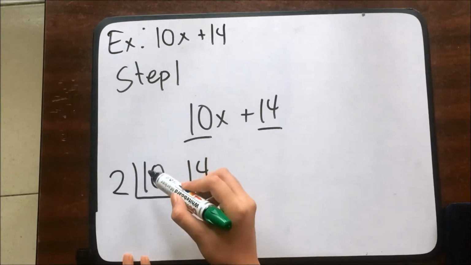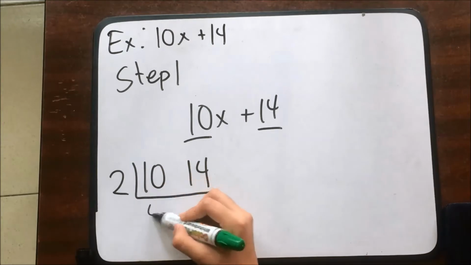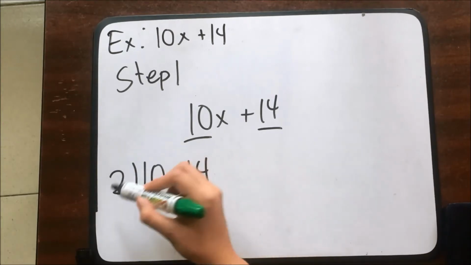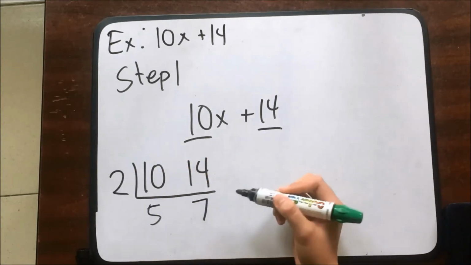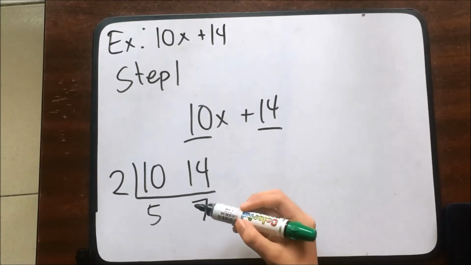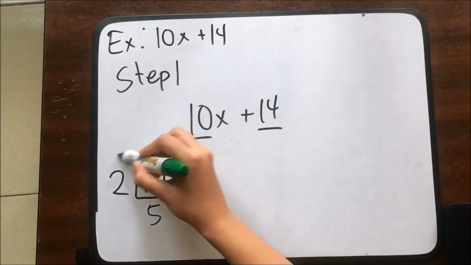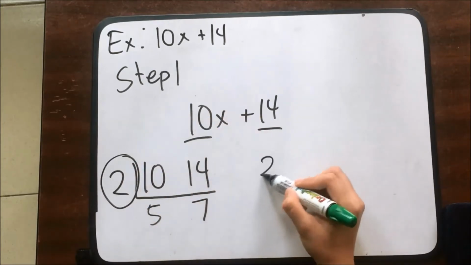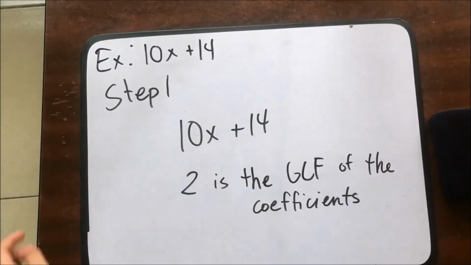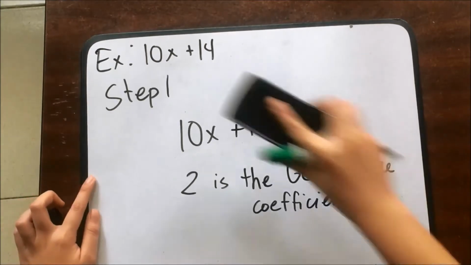Then, divide 10 by 2. So, 10 divided by 2 is equals to 5. 14 divided by 2 is equals to 7. Since 5 and 7 have no more common factor except 1, then 2 is our GCF. Now let us move on to our next step.